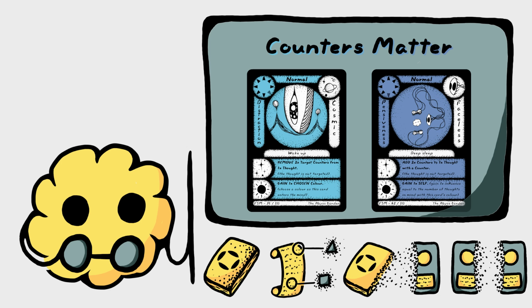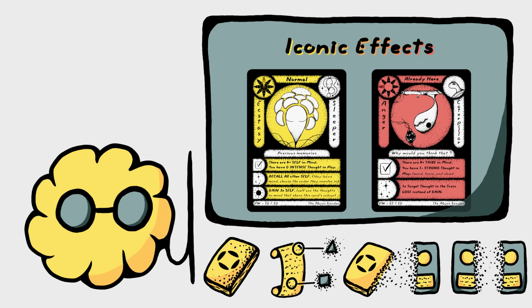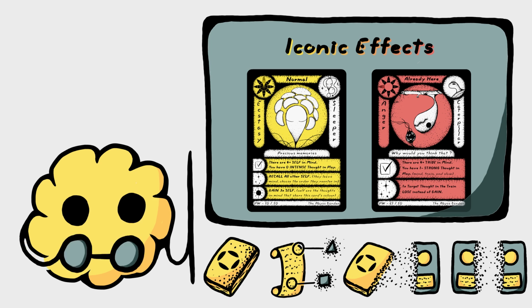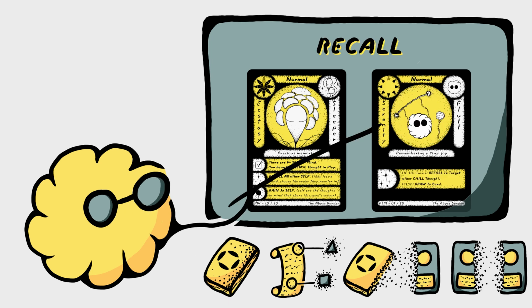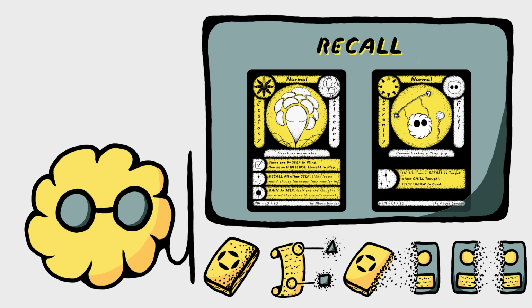And finally, as we reflected on the most iconic effects that we created for the first set, we found ourselves yearning for some of them to reappear. But given that these emblematic abilities were more often than not part of intense thoughts, we had to get creative with our approach. What we ended up settling on is to strongly limit their reach. A great example of that is the card Remembering a Tiny Joy, which is only able to use the powerful effect Recall on a chill thought, rather than on any targeted thought.